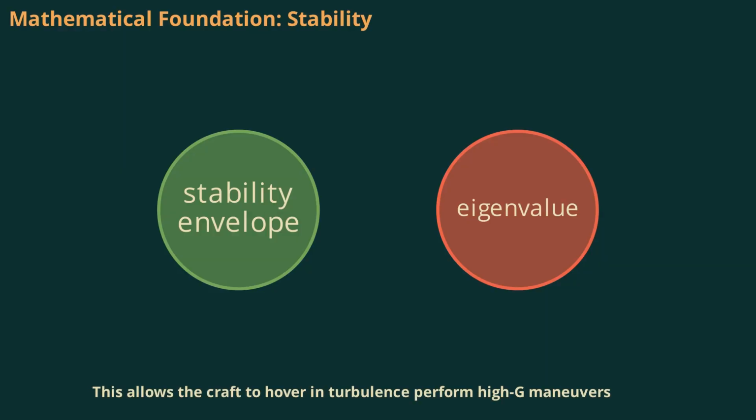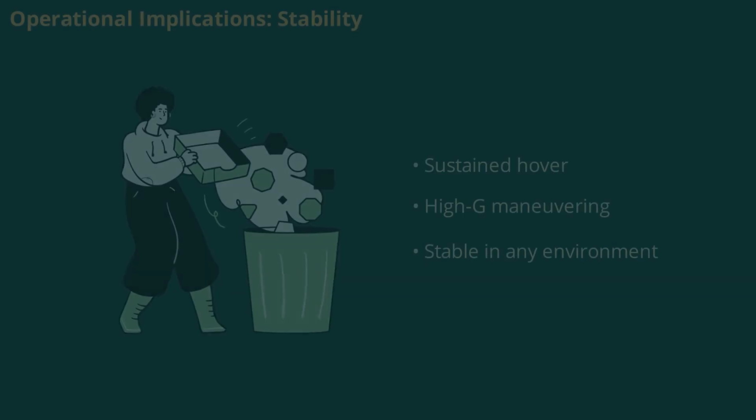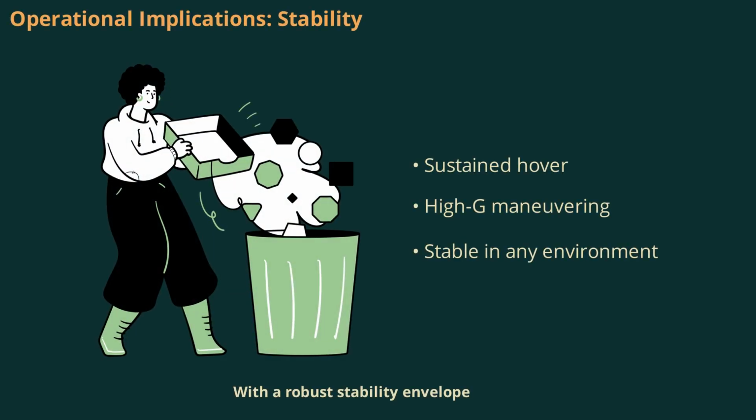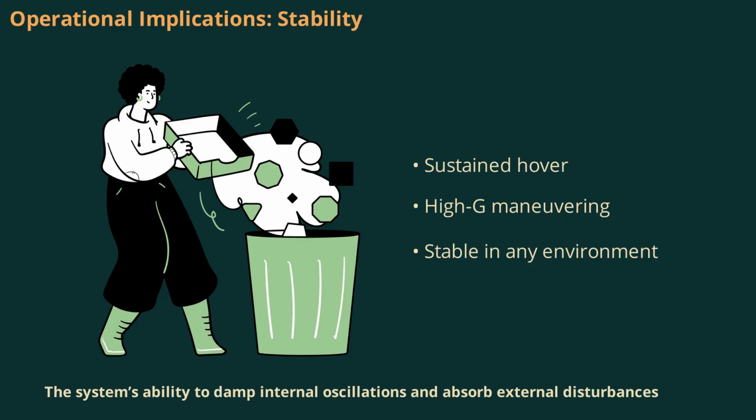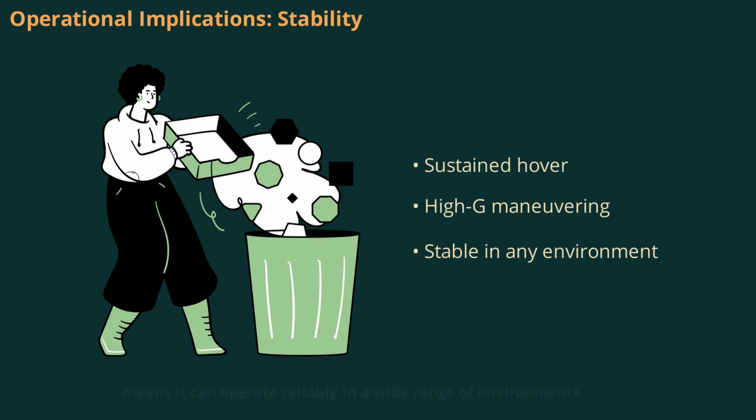This allows the craft to hover in turbulence, perform high-G maneuvers, and operate stably in plasma, vacuum, or dense fluids, all without relying on traditional aerodynamic surfaces. With the robust stability envelope, NOVA-Σ can sustain hover in turbulent conditions and execute high-G maneuvers without loss of control. The system's ability to damp internal oscillations and absorb external disturbances means it can operate reliably in a wide range of environments, from atmospheric turbulence to the vacuum of space.